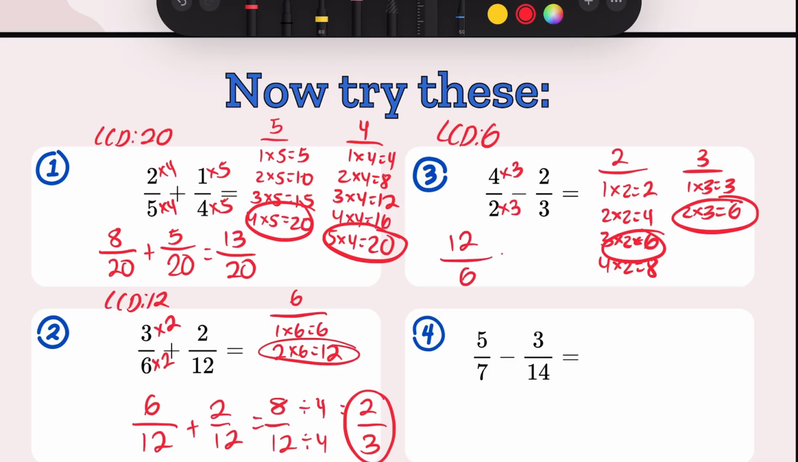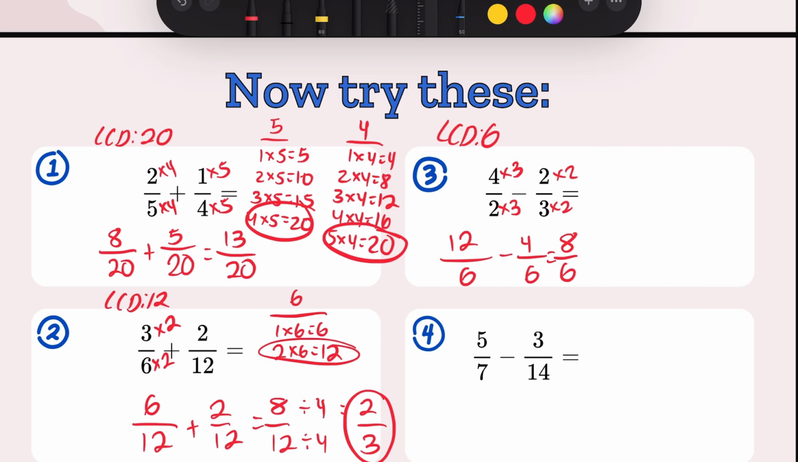2 times 3 is 6, minus 3 times 2, 2 times 2. 2 times 2 is 4. 3 times 2 is 6. 12 minus 4 is 8 over 6. Now I'm going to make some space here. And I could simplify by dividing both my bottom and the top by 2, and I get 4 over 3 as my final answer.